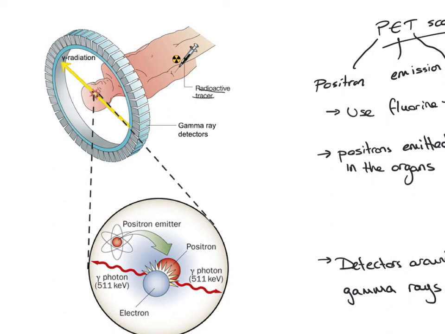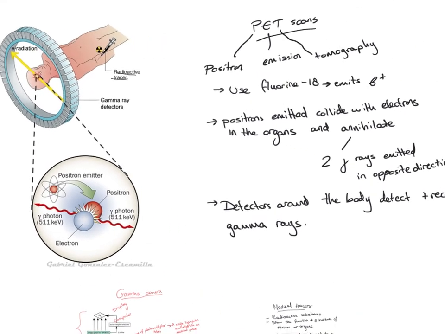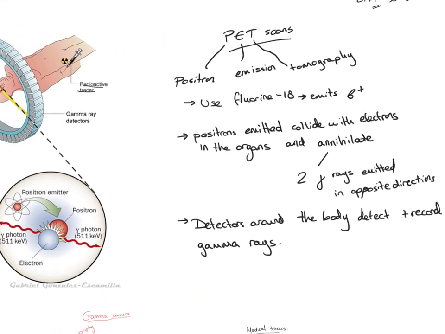Once there, each positron emitted from the isotope will collide with the electrons in the organs and annihilate. That means once it annihilates, it will produce two gamma rays that are emitted in opposite directions, so therefore energy and momentum are conserved as well.